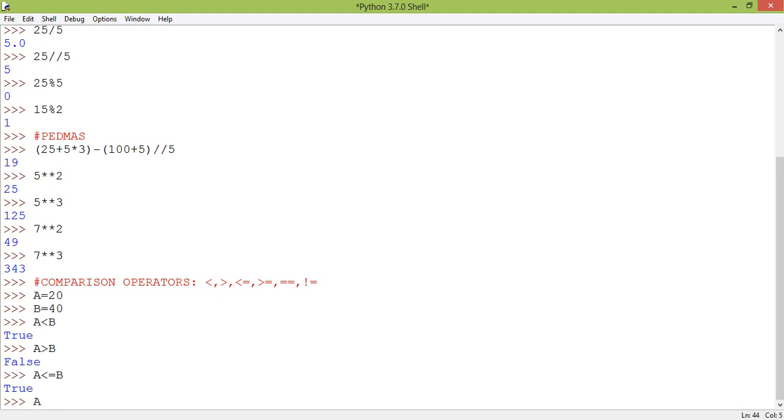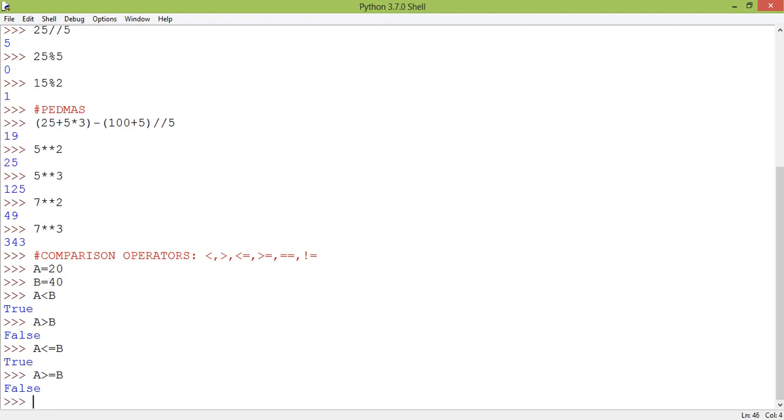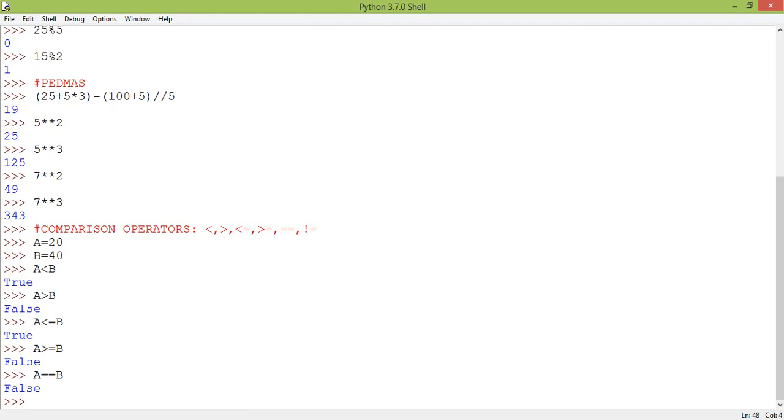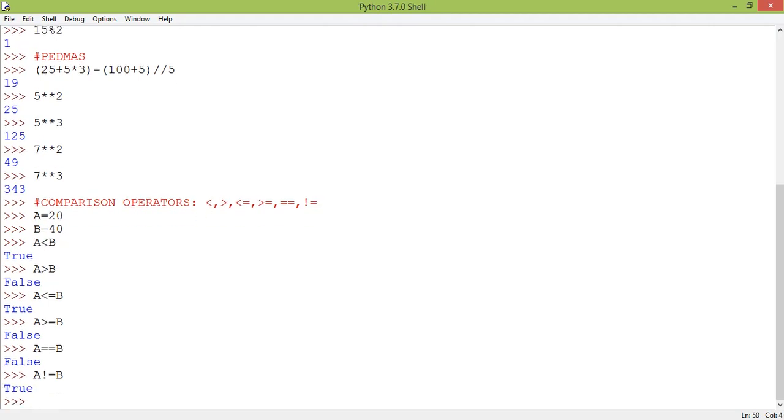What if I write a is greater than equal to b? In this case a should be greater than or should be equal to b, but a is smaller than b, so we will get the answer false. Now what if I write a equals to b? Obviously a is not equal to b. Now what if I write a is not equal to b? Obviously a is not equal to b, so we get the output true.